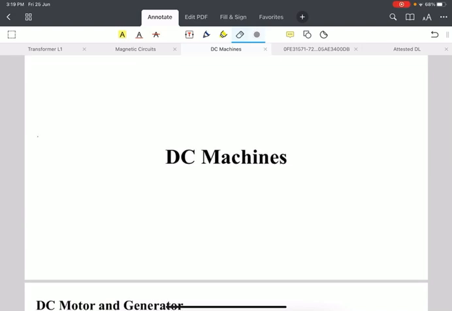In this lecture, we will be discussing DC machines. While discussing electromagnetism or magnetic circuits, I told you electromagnetism is important to understand two types of elements in an electrical network. One is the transformer, which we studied in the previous lectures, and the other one is electrical machines.